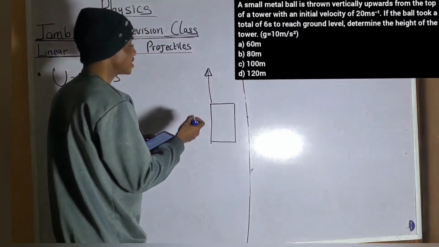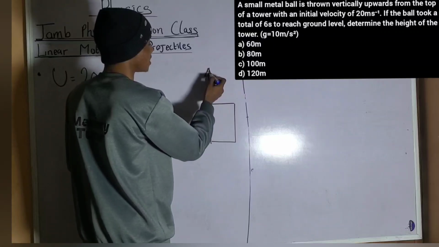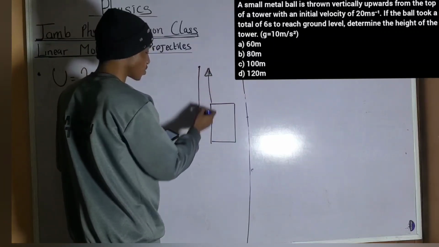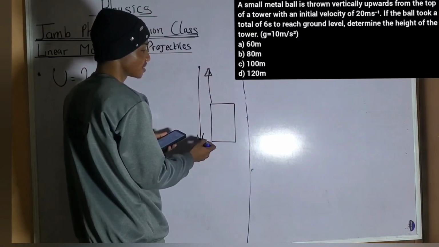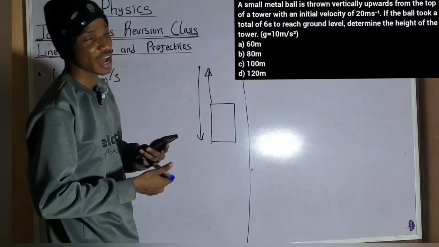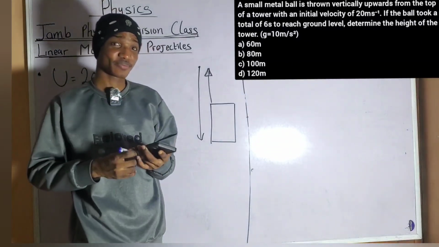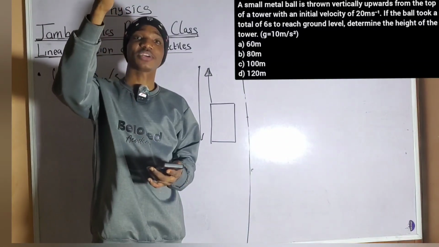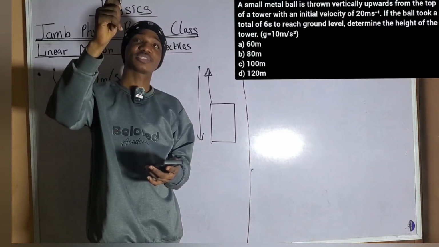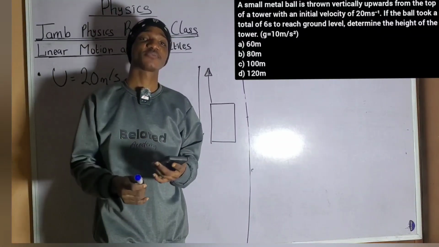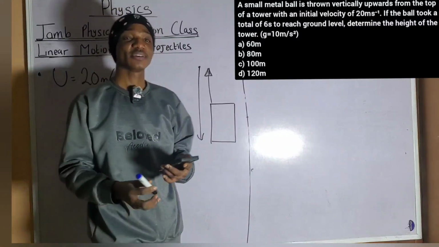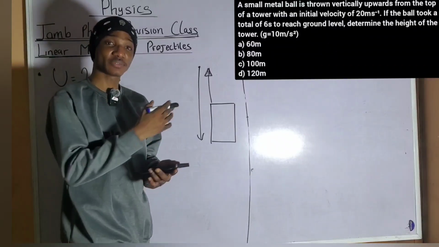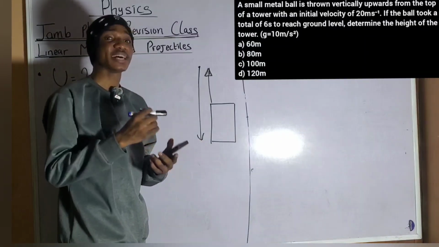That means as the ball was thrown up, you understand, it got to a height and then it comes down. Are you getting it? Let's say, as I'm holding this marker now, I throw this marker up. The marker will get to a point, then it comes down. The total time taken for the marker to go up and down, let's compare it with the ball, is 6 seconds.